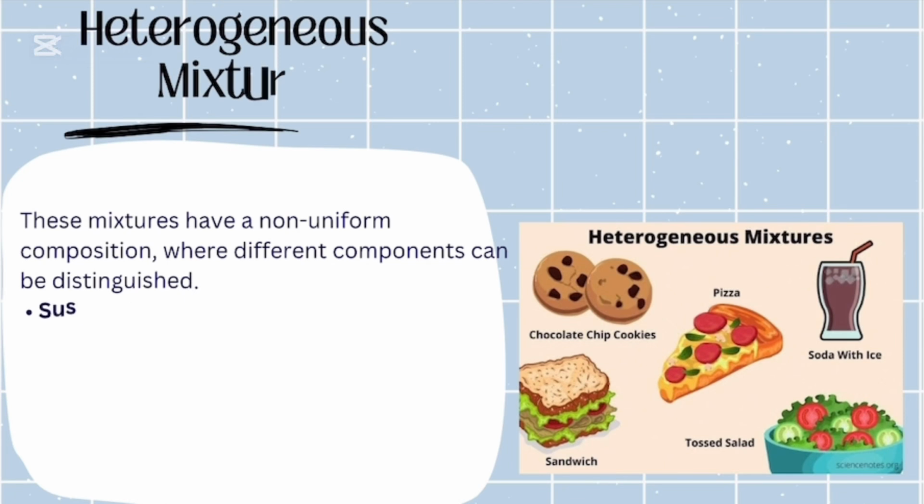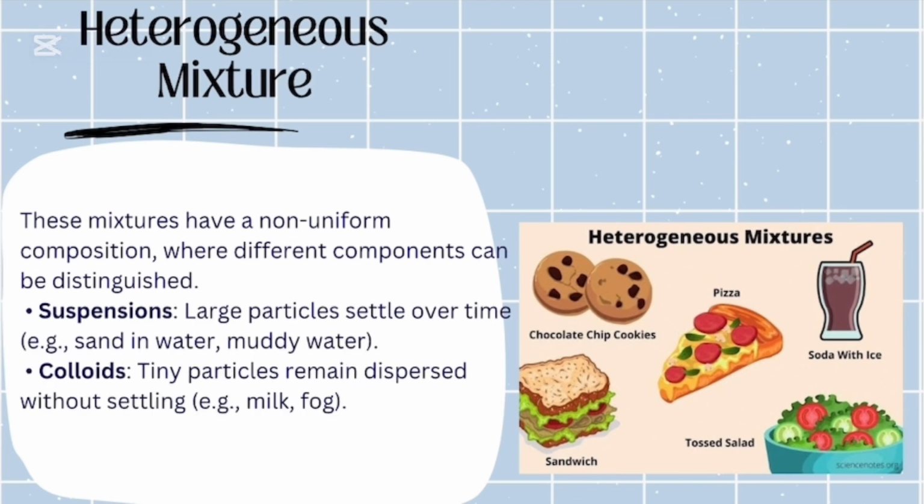And next we have the heterogeneous mixture, which has a non-uniform composition where different components can be distinguished, and it has two types, suspension and colloid. Suspension is large particles that settle over time, like sand in water or muddy water, and colloids are tiny particles that remain dispersed without settling, like milk or fog.